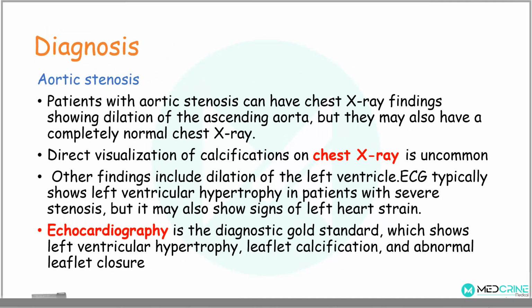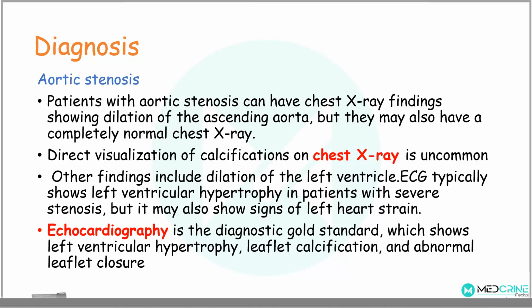How do you diagnose valvular heart diseases? Let's start with, again, aortic stenosis. Patients who are suspected to have aortic stenosis may have chest X-ray findings that show a dilation of the ascending aorta, but may also have a completely normal chest X-ray. So a direct visualization of calcifications on chest X-rays is an uncommon finding. Other findings include the dilation of the left ventricle.